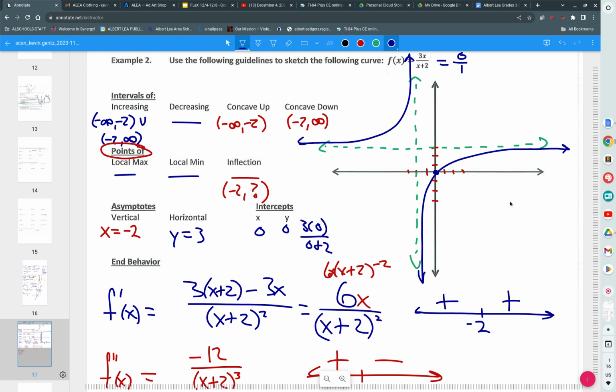On your 4.5 worksheet, there are 8 problems. The last 2 are optional. So 7 and 8 are optional problems. Okay? I cannot tell you how important the first 6 are.